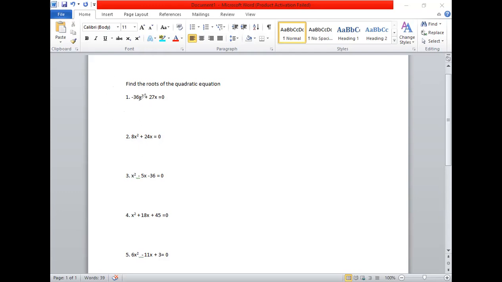Because our first number is negative 36, the one with x squared, we need to write it as negative 36, so negative 9 as our first GCF. And also x squared and x, the GCF of x squared and x is x. So negative 36 divided by negative 9, the answer is 4. X squared divided by x, the answer is x.